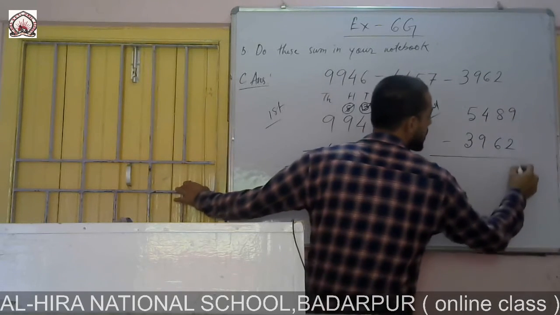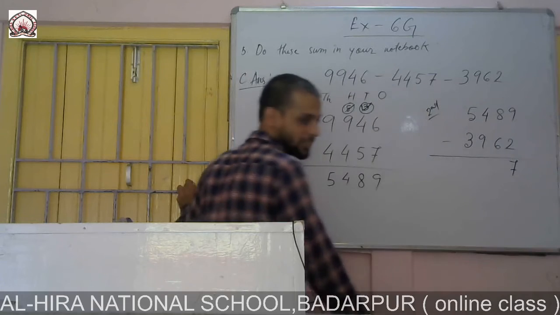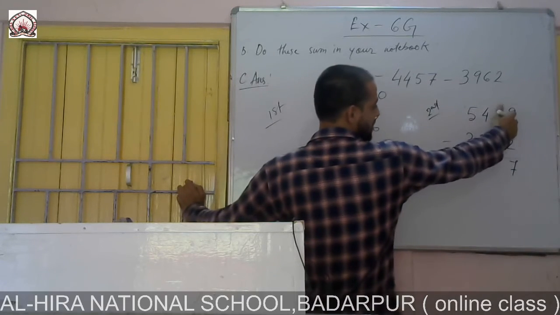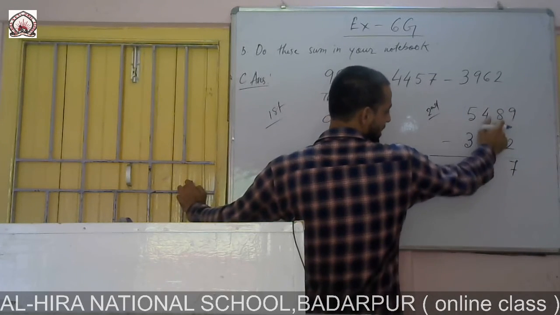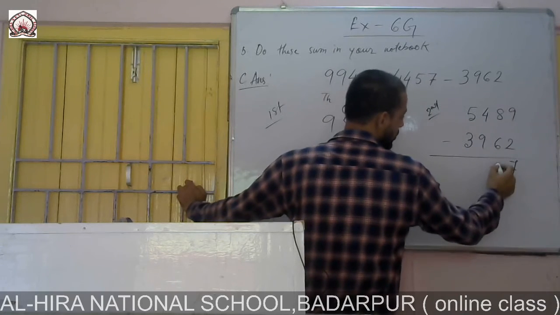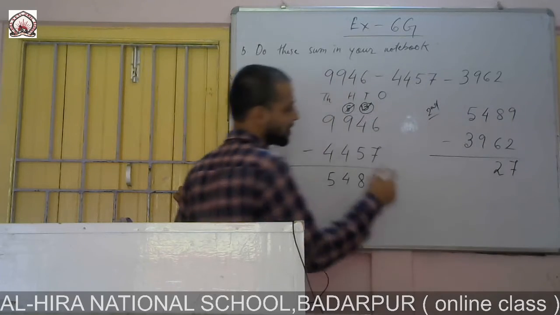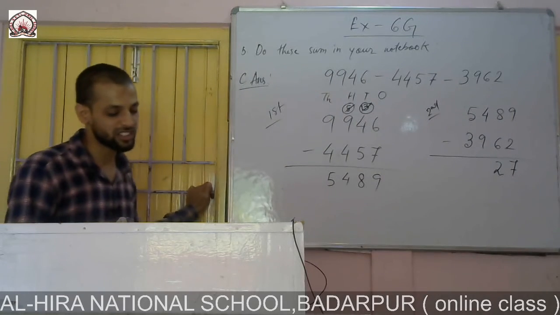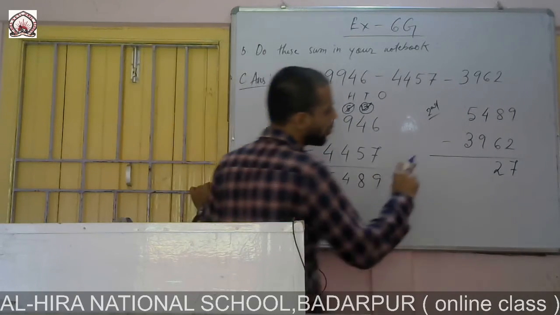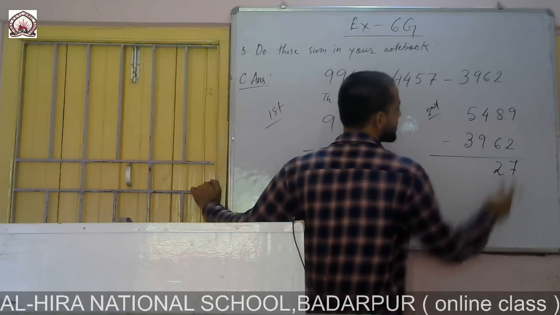9 minus 2 equals what? 7. In ones place we will get 7. Tens place we can easily subtract. If we subtract 6 from 8, we will get 2. So now here 4. So here is the problem. We cannot subtract 9 from 4. So what we have to do? We have to carry 1 from which place?